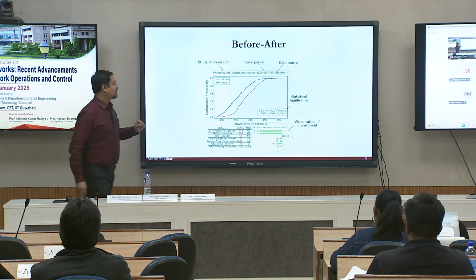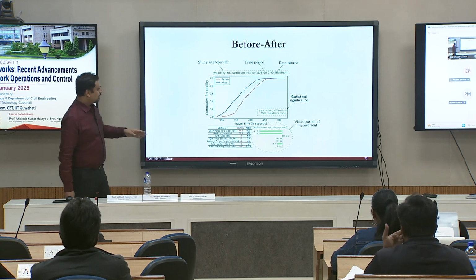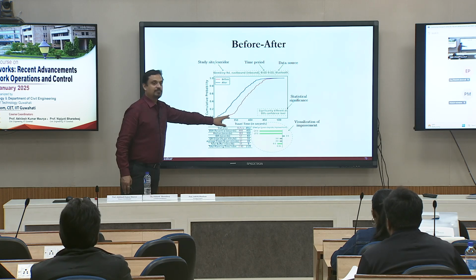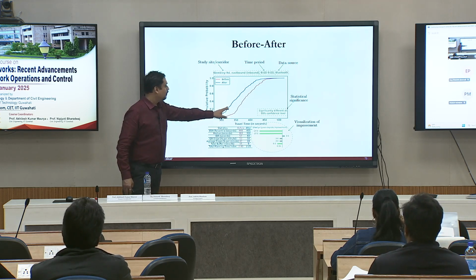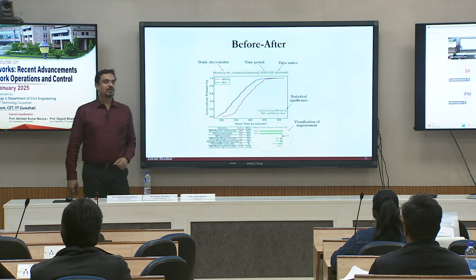What can you say from these plots? Red one means this one is before condition, blue one is after condition. What can you say?